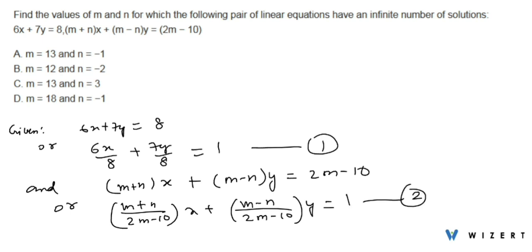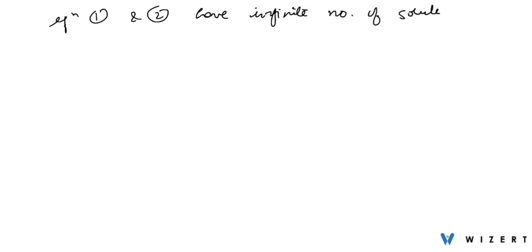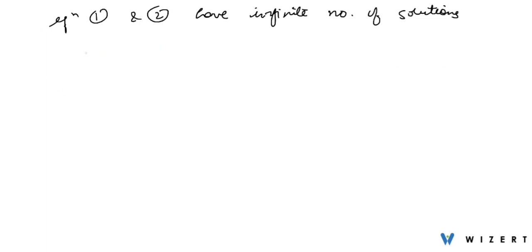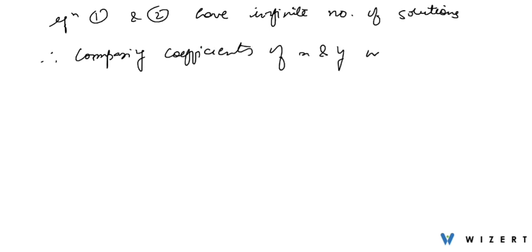Now equations 1 and 2 have an infinite number of solutions. It is given that equations 1 and 2 have an infinite number of solutions. So since they have infinite solutions, we should compare the x and y coefficients from equations 1 and 2. So let us compare that. Therefore, comparing coefficients of x and y, let's compare the x coefficient first.